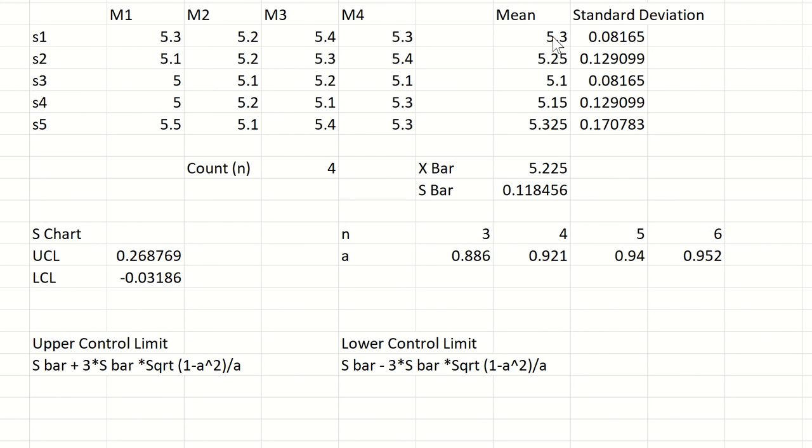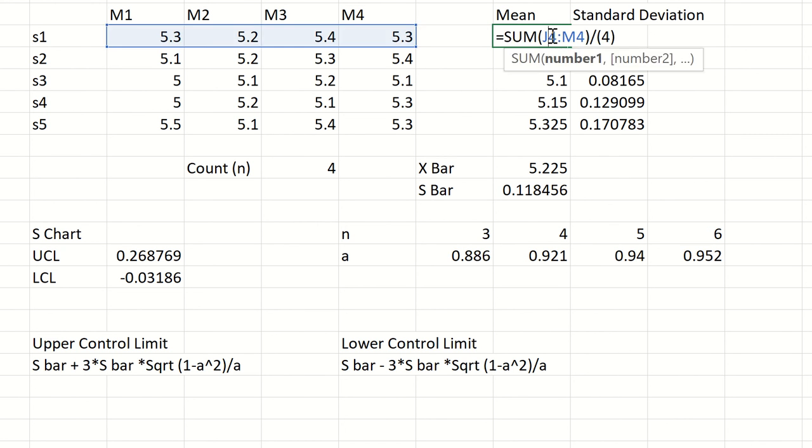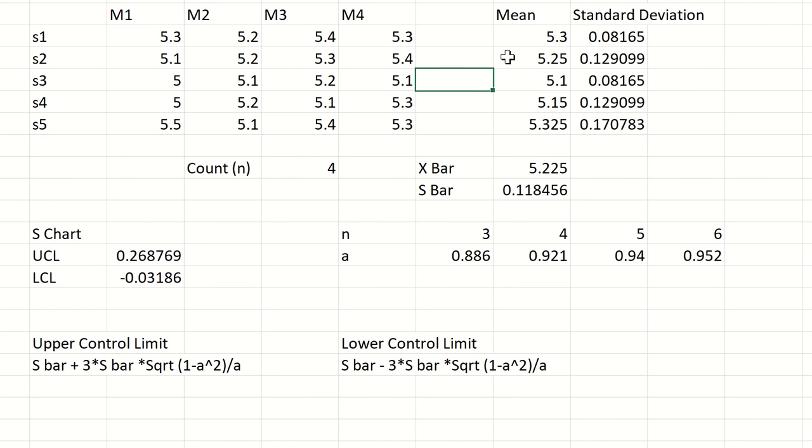From there, we are able to calculate the mean of each subgroup, as well as the standard deviation of each subgroup. From there, we can easily calculate the averages of the means and the averages of the standard deviations.